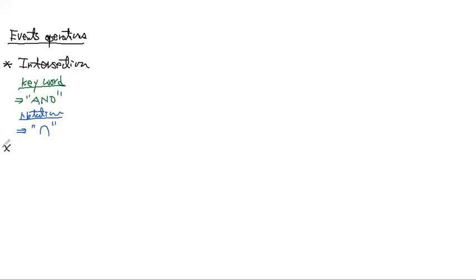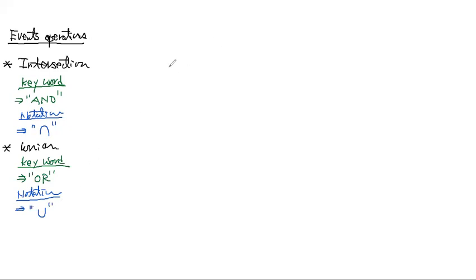And then the next operation we're going to talk about is union. All right, so union means you combine these two together here, right? So in the word problem, the keyword you will see is "or." That means A or B, right? And the notation we typically use to represent the union is just the capital letter U here.